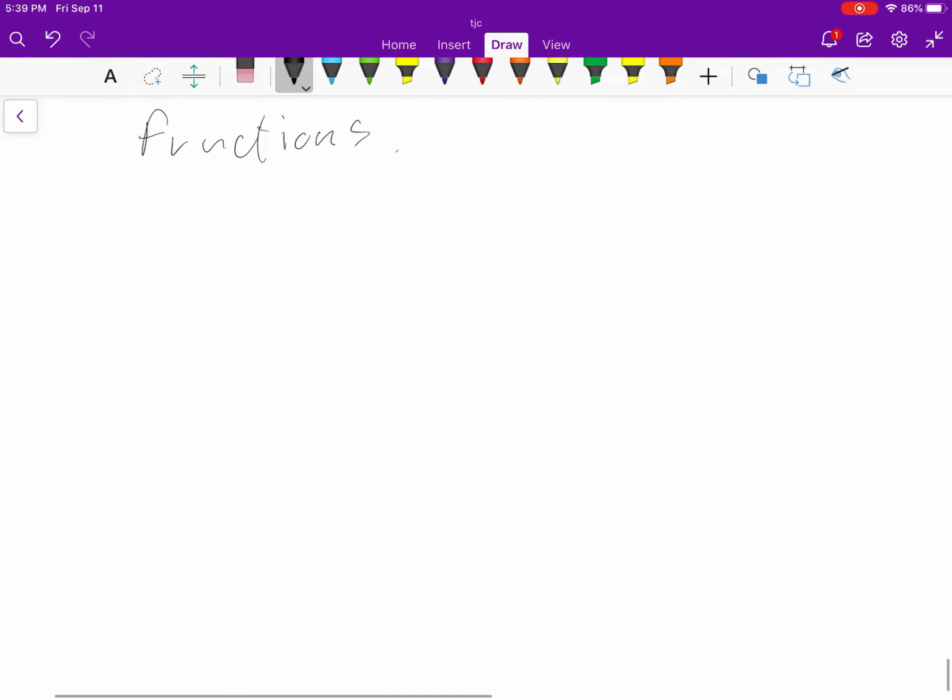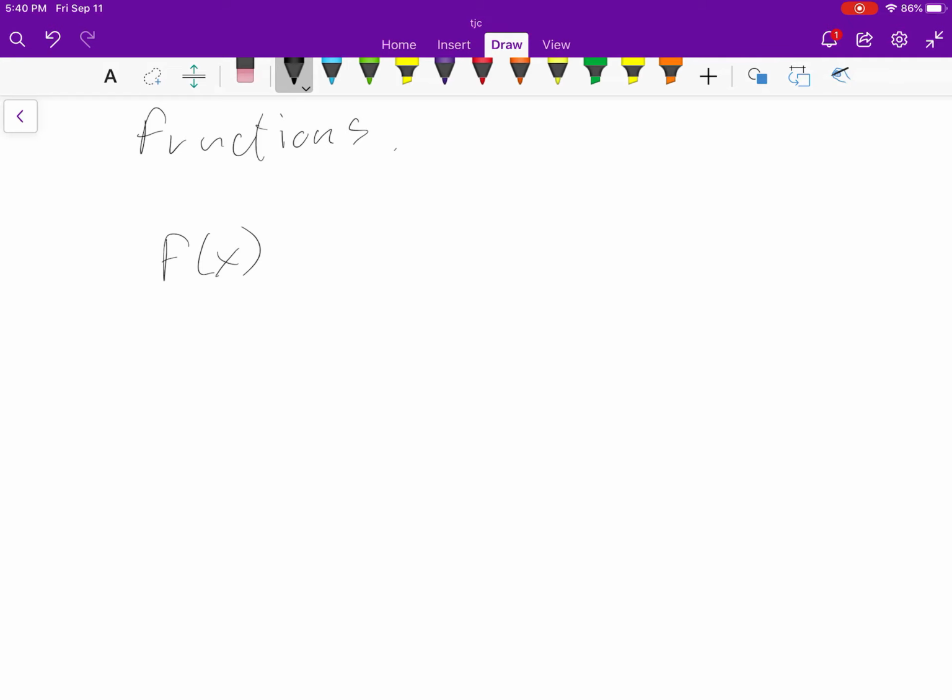Okay, so what we have here is some function, say f of x, and we want to move it. Let's say we want to move it up, down, to the right, to the left, we want to flip it over an axis, we want to stretch it out, we want to shrink it down. These are all translations and transformations, and we're going to go through some basic ones.